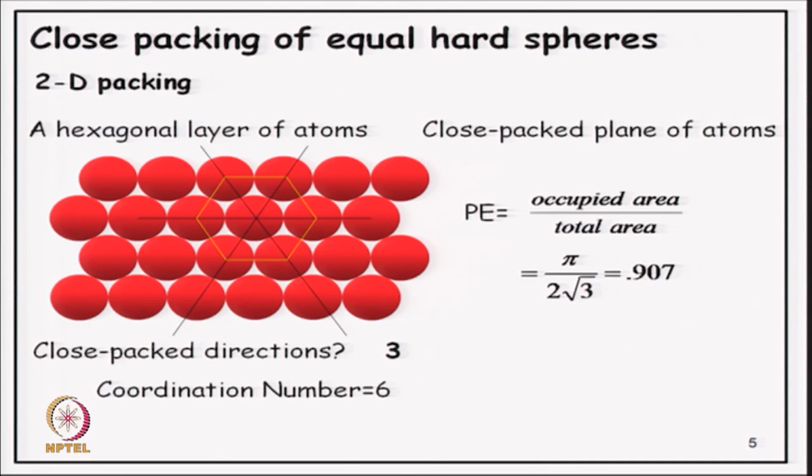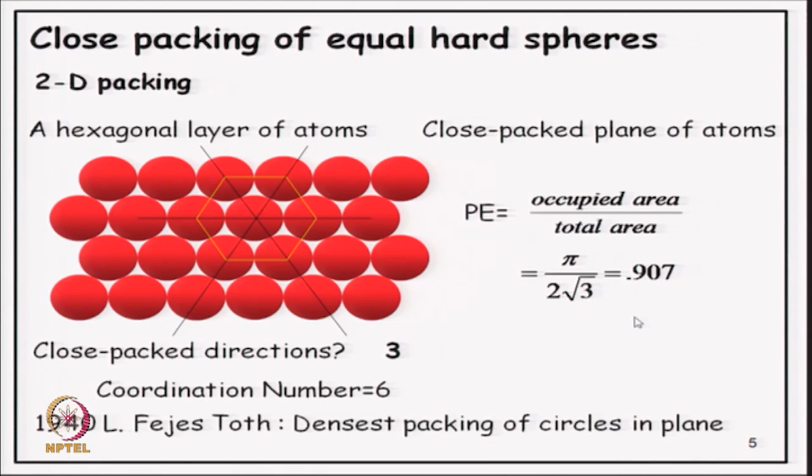The coordination number I had already said that this is a 6 here, because each sphere contacts 6 spheres in this particular packing. The fact that this is the densest packing of spheres in 2D was proved in 1940 by a mathematician Toth.